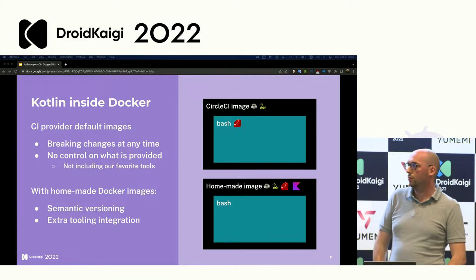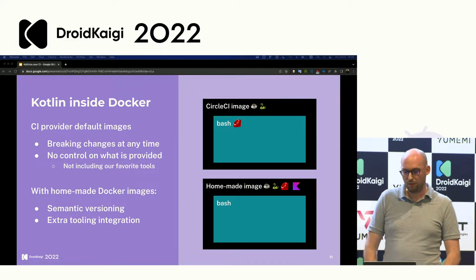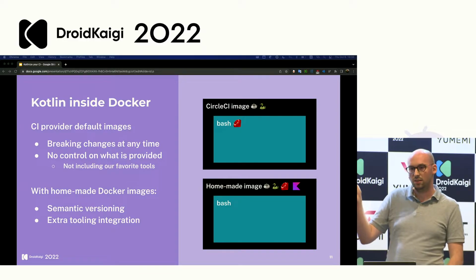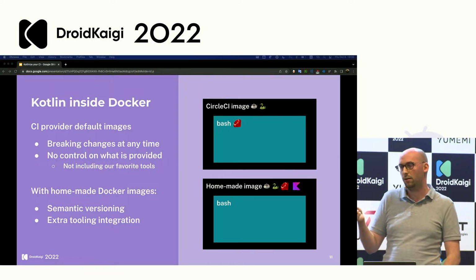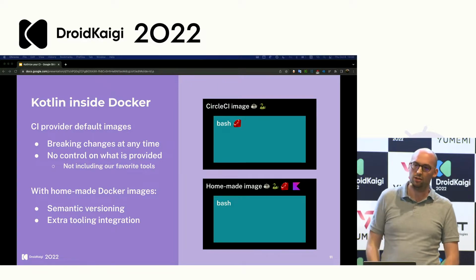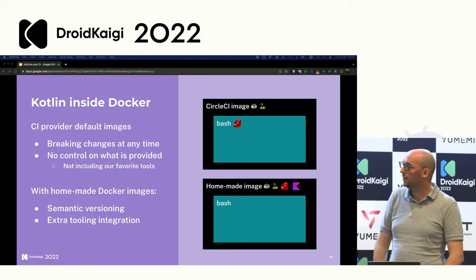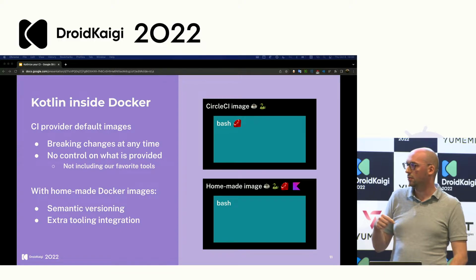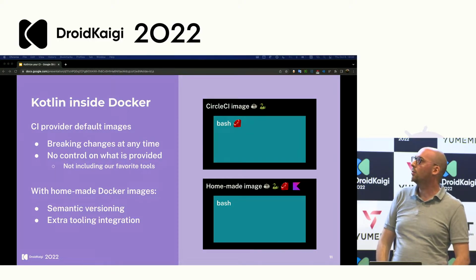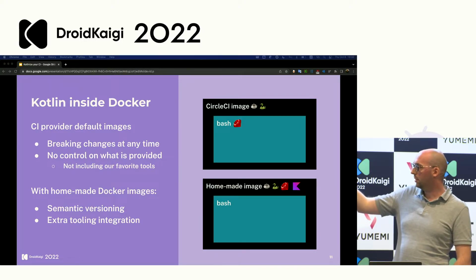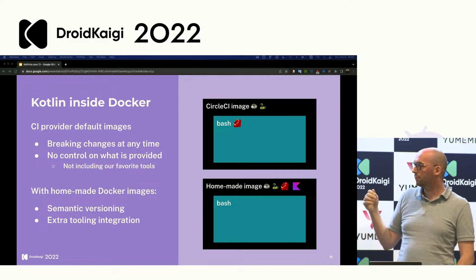But if we start to use homemade Docker images, we can have the following advantage, like semantic versioning. Every time you try to change the image, it will be in a pull request, and so it can be reviewed by your peers, and you can also detect the breaking changes at that time. Also, because you are creating these images, you can start integrating some extra tooling. For example, in the image, you can see the CircleCI image is including Java and Python, but the homemade image can include Java, Python, Ruby, and Kotlin. That's up to you.